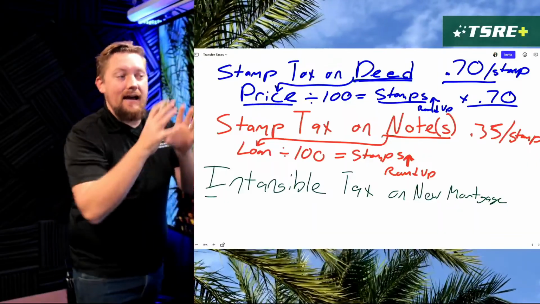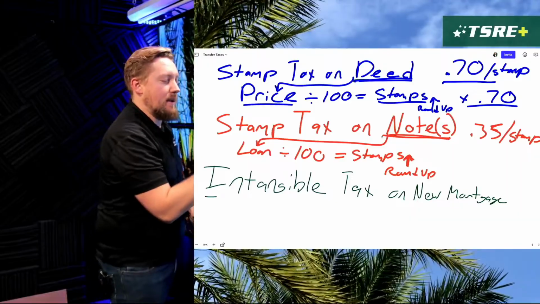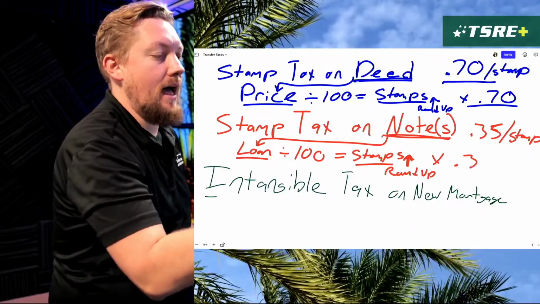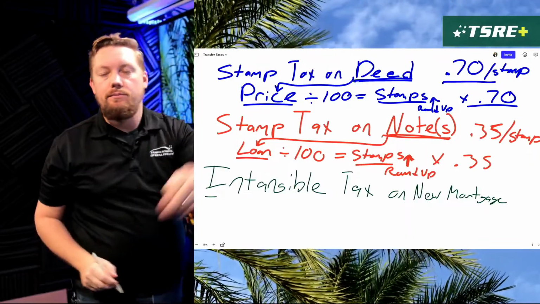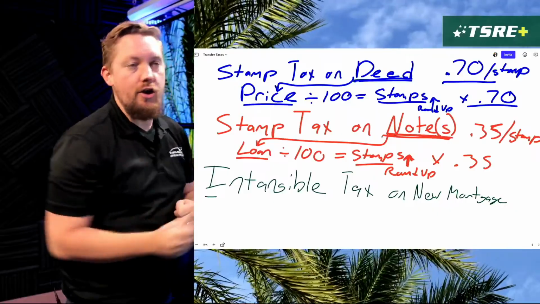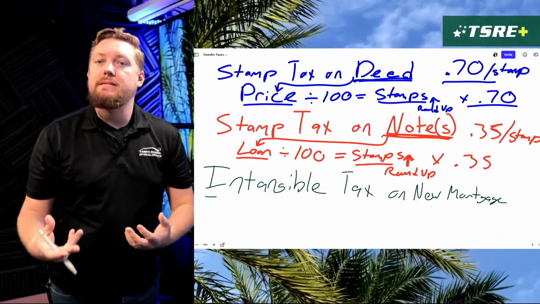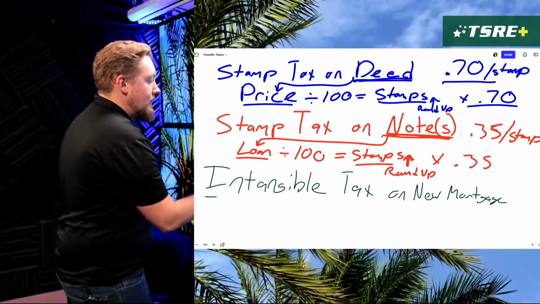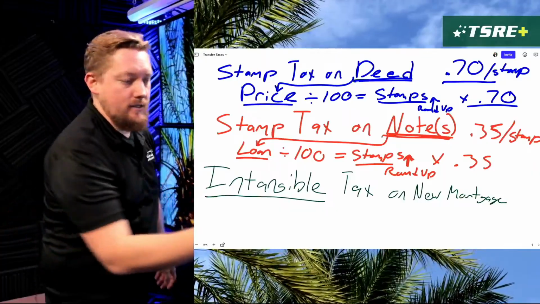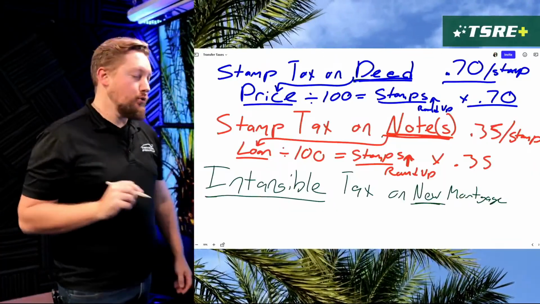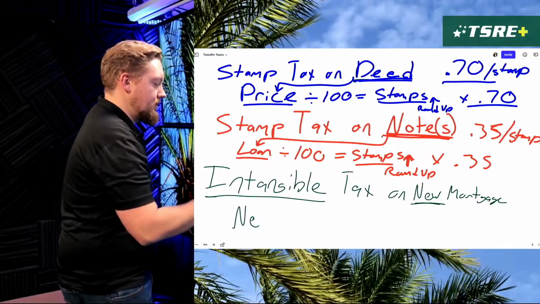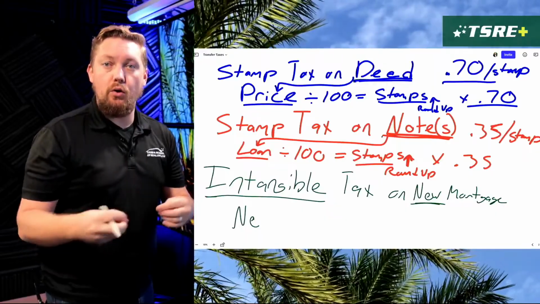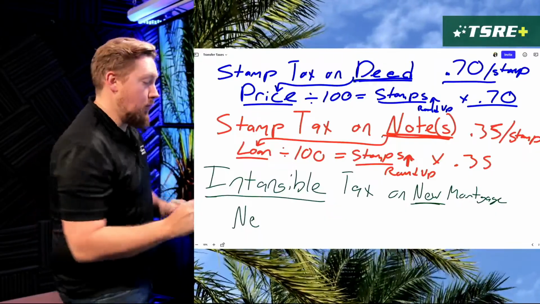Now, your stamp tax on the note, very similar, but again, it's based on the loan amount divided by 100, again, to get the number of stamps, and then multiplied by 35 cents, because it's only 35 cents for the note stamps. And these are one-time taxes that are paid at closing. The final one-time tax paid at closing being the intangible tax, which is only on new loans. So if there's an assumed mortgage, you would not charge the intangible tax on an assumed loan. It would only be on any newly created mortgages.